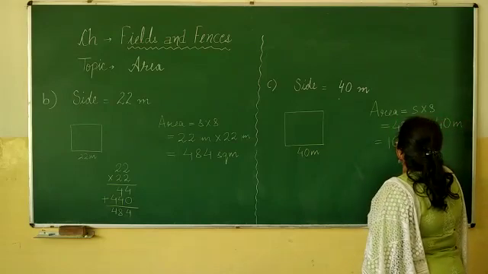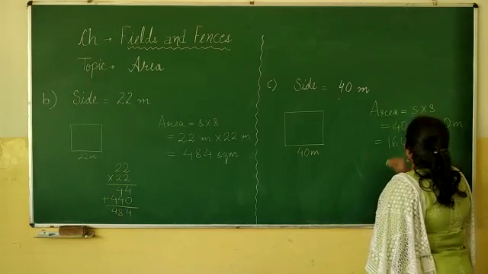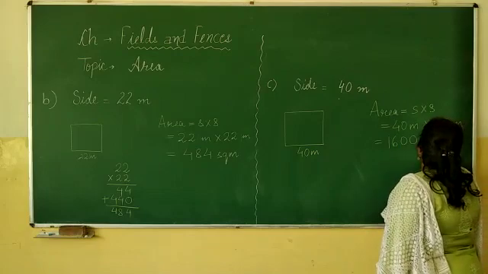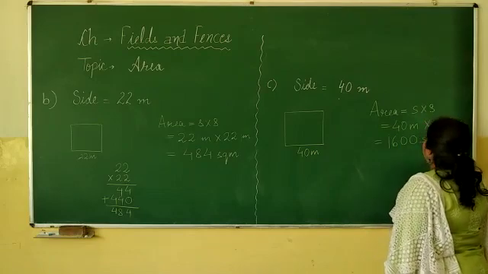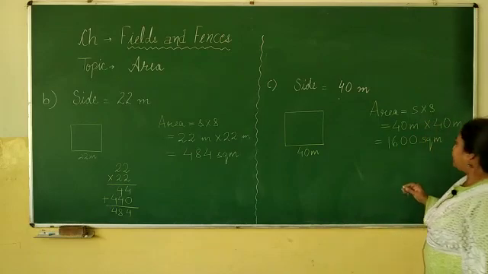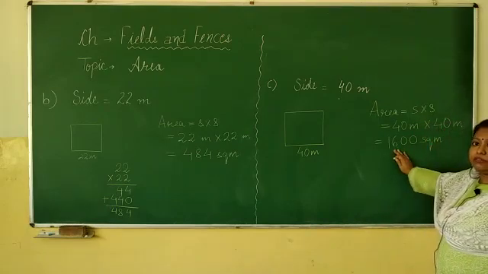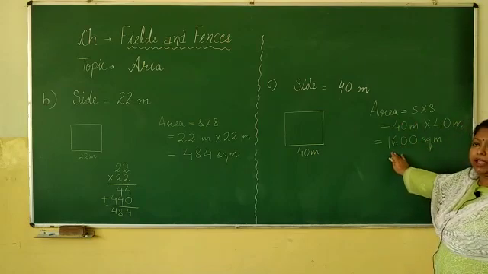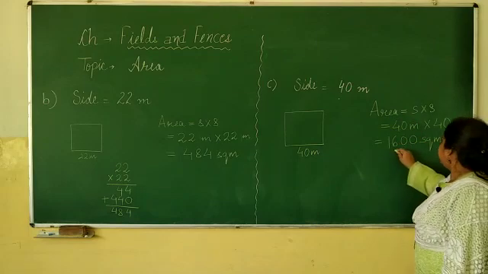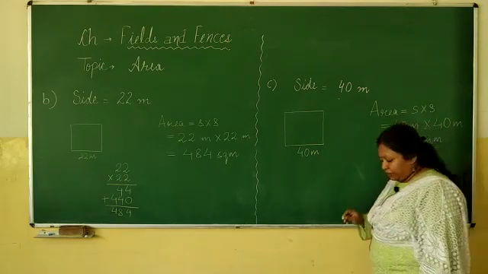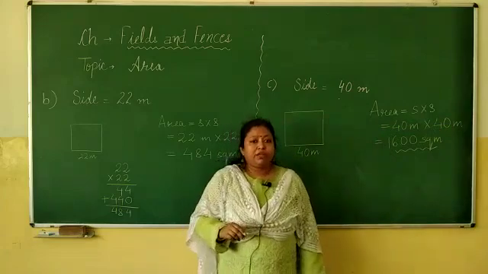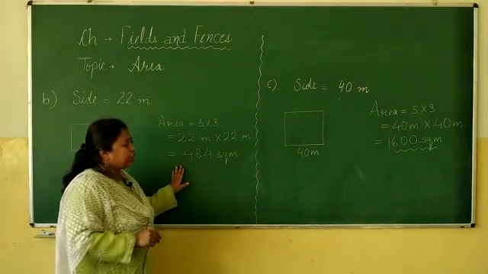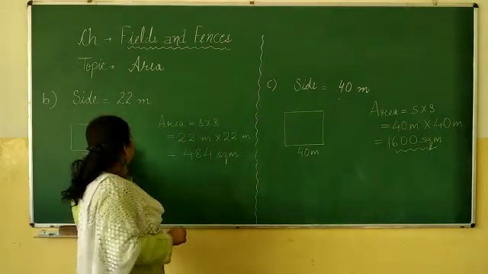We can solve this verbally also. So 4 4s are 16 and 2 zeros will follow. So 1600 is our answer in square meter. And children, again I would like to repeat that if you don't know how to do it verbally, you can multiply also. Okay children? So that's our answer. I feel you understood how to solve problems in which you are asked the area of a square and the side of the square is given.